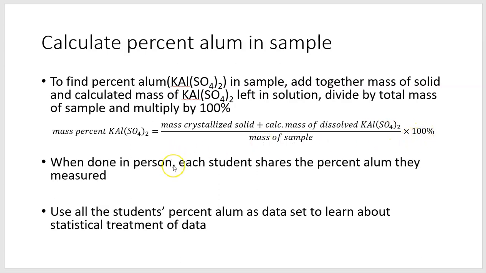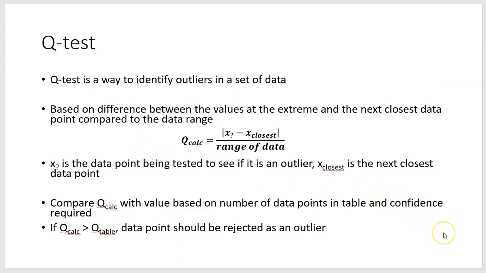And if this was done in class, everybody would have the same sample, or they would have samples taken from the same batch, and so they should all have the same percent alum, and then we compare those, and we're going to do that to do some data analysis. And one of the parts of the data analysis is something called a Q-test. A Q-test is a way to look for outliers in a set of data where all the data points are thought to have the same value.